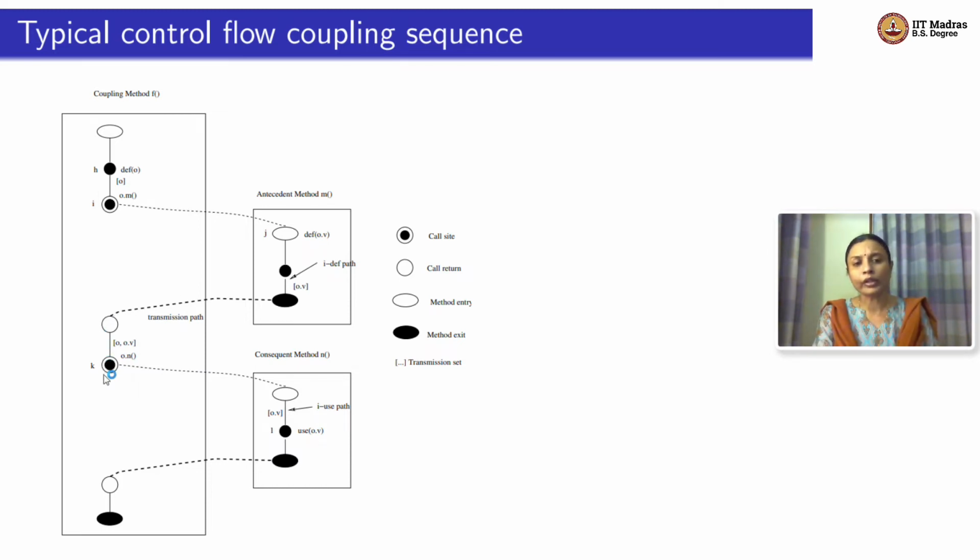Then at a later point in time, the coupling method calls a second method called the consequent method, which ends up using the one that was defined in the antecedent method. After using it, the control passes back to the coupling method. So this exhibits a typical way in which control is passed back and forth in the process of objects being defined with their actual types.